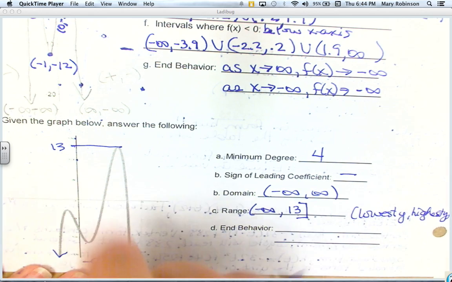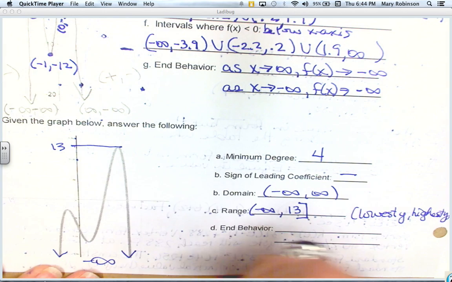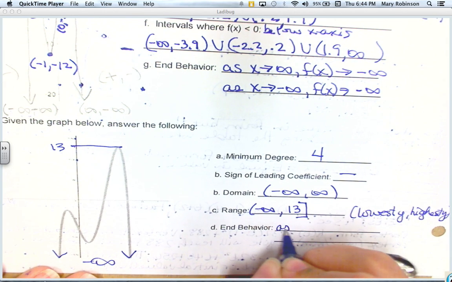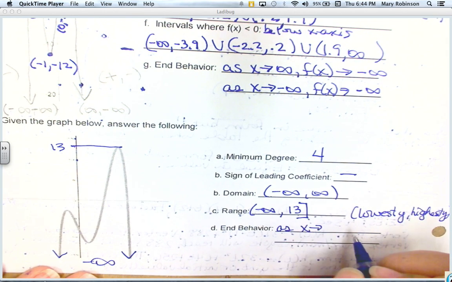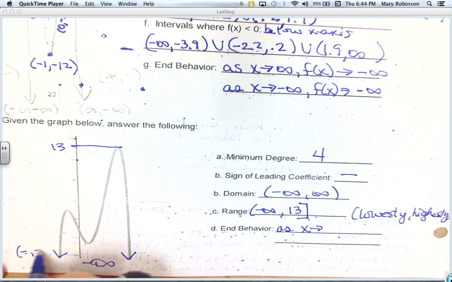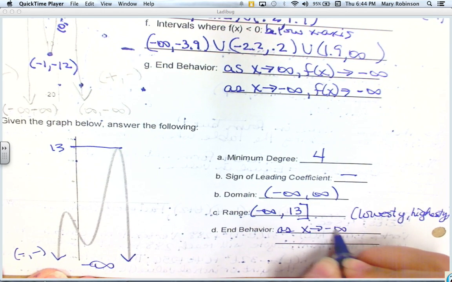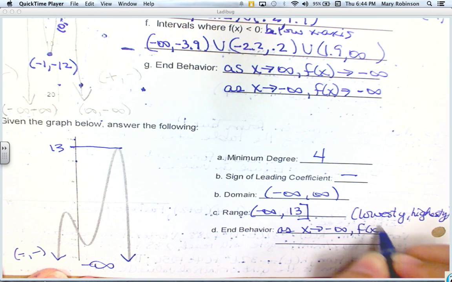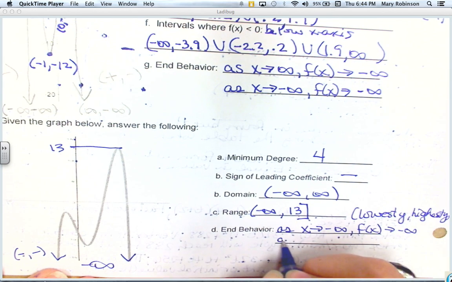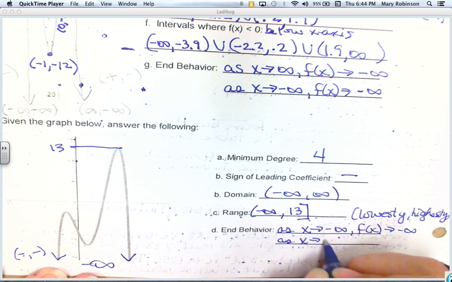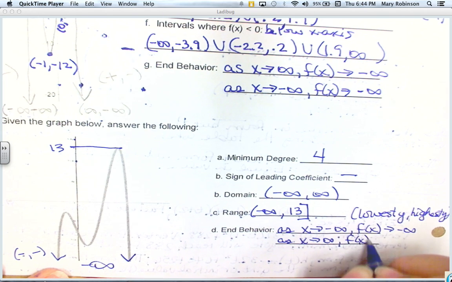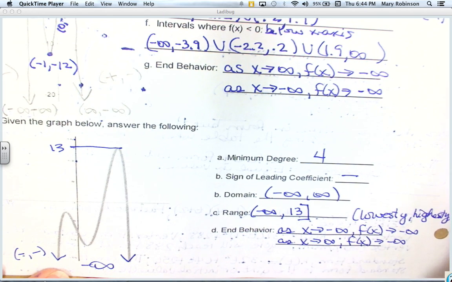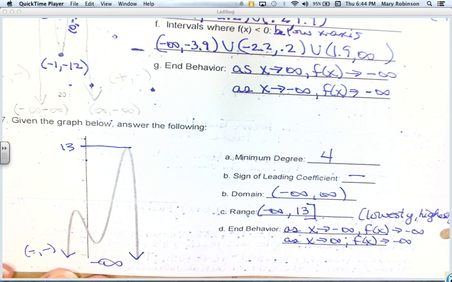Our end behavior will be similar to number 6, actually the same as number 6. As x approaches, remember in this quadrant it's negative, negative. So as x approaches negative infinity, f of x approaches negative infinity. And as x approaches positive infinity, f of x approaches negative infinity because it's going down. All right, feel free to rewatch any part of that you need.